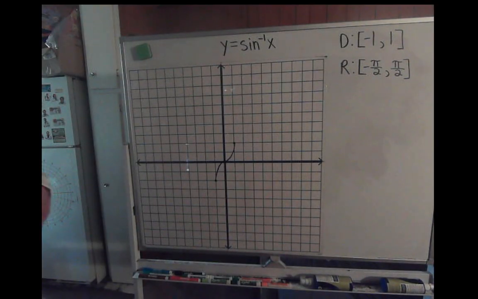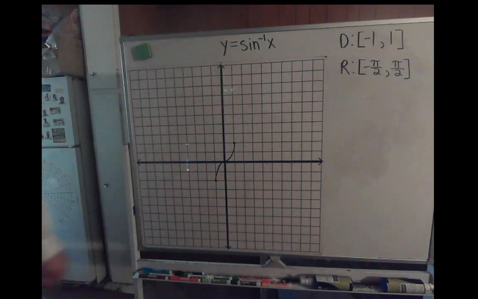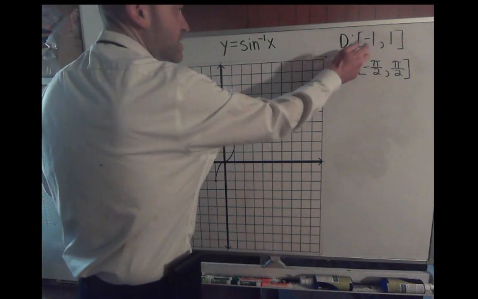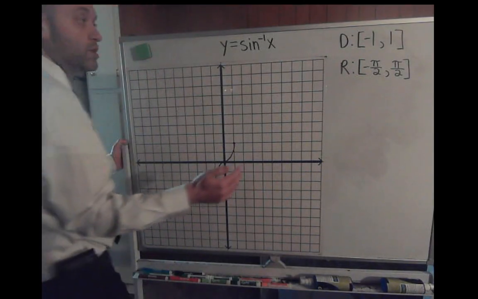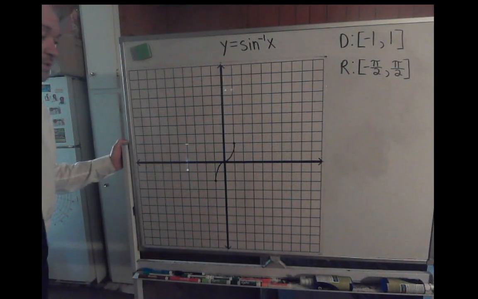Up first here we have y equals the sine inverse of x. If we remember right, the domain and range have switched places from the sine of x. So your domain of the sine inverse is from -1 to 1. Your range is -pi/2 to pi/2.